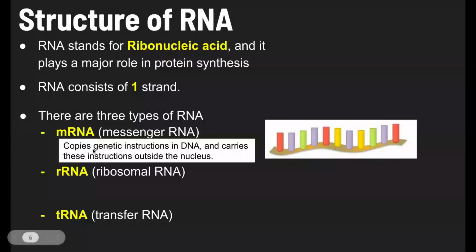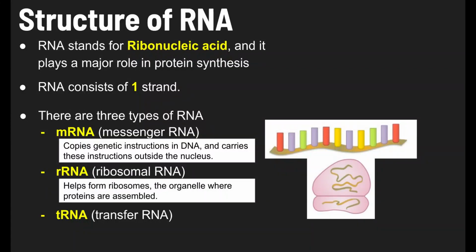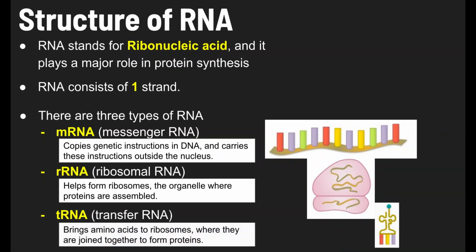So mRNA copies genetic instructions that are in the DNA, and it carries those instructions outside the nucleus. rRNA is what ribosomes are made out of, and ribosomes are the organelle where proteins get made. And then tRNA is responsible for bringing amino acids to the ribosome, and those amino acids will get joined there to make proteins.